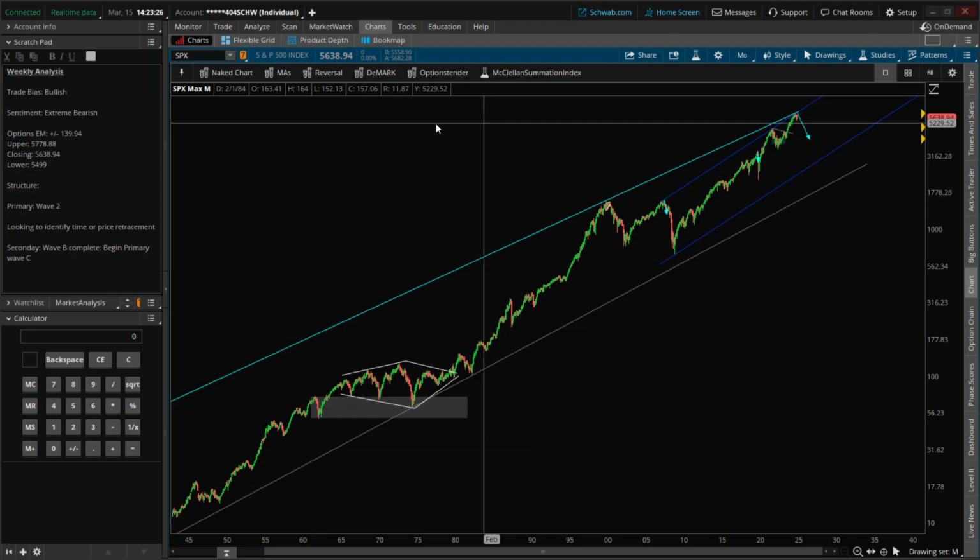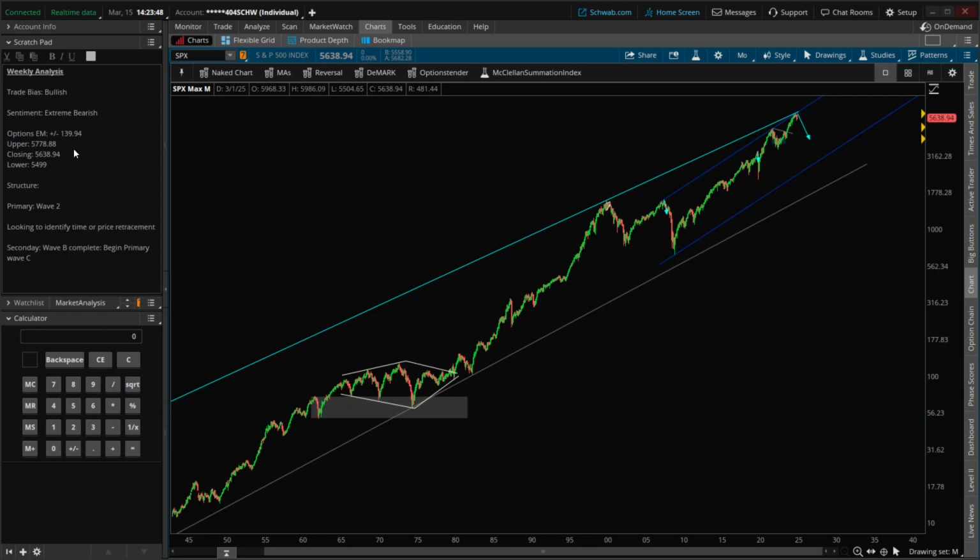Overall, our trade bias as of this week is bullish. We're looking at the sentiment of the overall retail traders being extremely bearish, and that's what makes it a contrarian indicator for the bulls to take over from here.